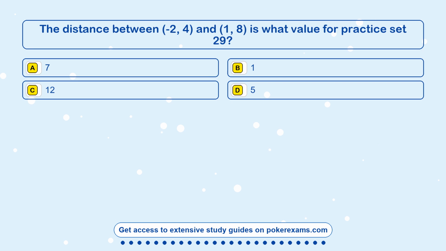Question 16. The distance between -2, 4, and 1, 8, is what value for practice set 29? Option A 7. Option B 1. Option C 12. Option D 5.